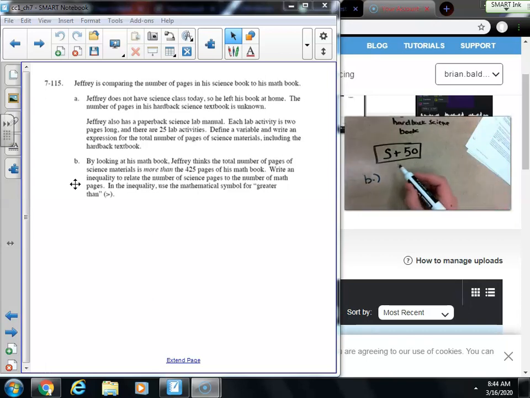So, we already know that the number of science materials he has is S plus 50. What we want to know is, is that greater than the number of pages in his math book, 425? So this inequality means the number of pages of his science materials is greater than that of his math pages.